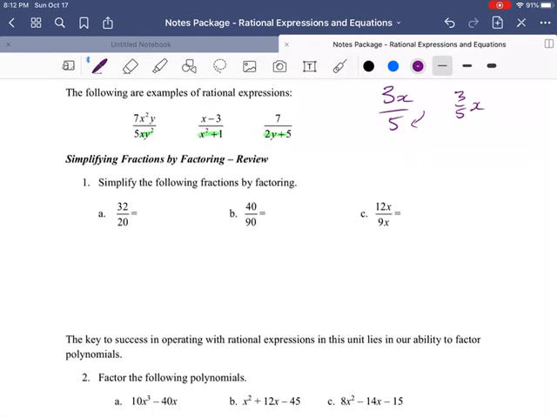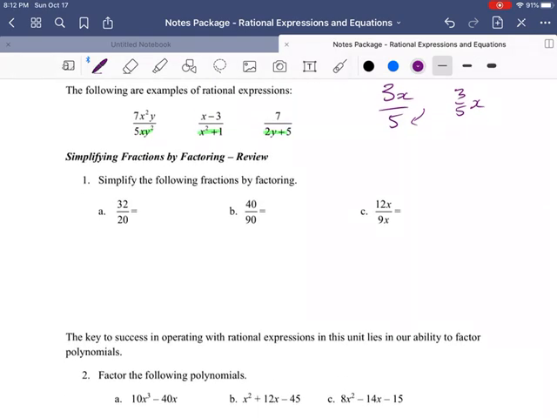So the first thing we should do is talk about simplifying fractions just by factoring. Let's factor out some of these fractions. So 32 over 20. 32 is the same as 4 multiplied by 8, and 20 is the same as 4 multiplied by 5. Now, if you recall in past years of math, if you have the same number in the numerator and the denominator, they will simplify to 1, and so you'll just be left with 8 over 5.